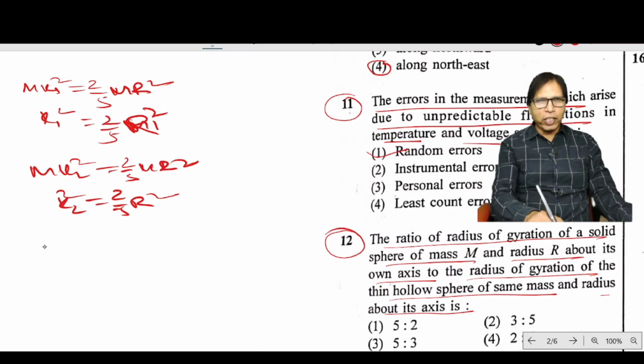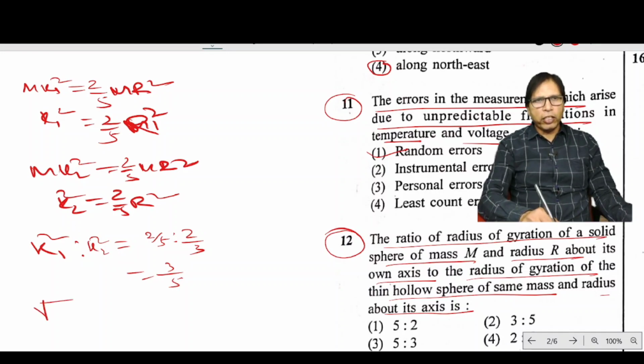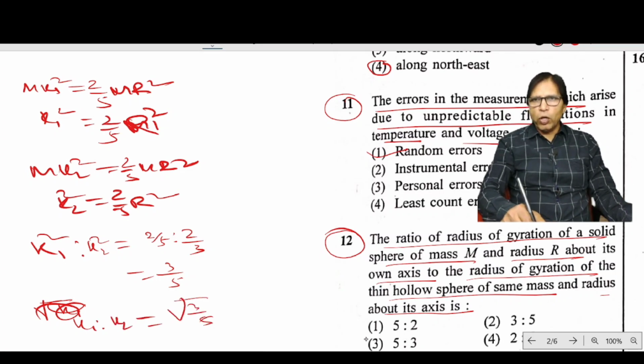Okay. Now the ratio. Look at this, k1 square is to k2 square. So this is 2 by 5 is to 2 by 3. So this is 3 by 5. But this is the square of the radius of gyration. This ratio becomes k, sorry. Now k1 is to k2, look at this, this is root under of 3 by 5. Look at this, option 2 is correct. So look at it, there is no correct option. So look at this, option 2 may be correct.